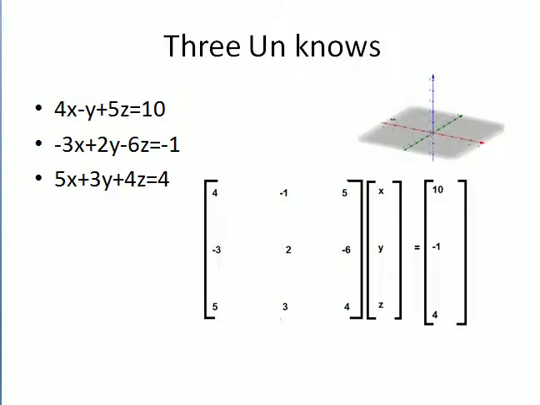Okay, so what if we have three unknowns and three equations? With three unknowns and three equations, you can imagine three dimensions like x, y, and z. Here I have written the three equations in the Ax is equal to b form, where the matrix capital A has 4 minus 1 5, minus 3 2 minus 6, 5 3 4, and the capital X vector has x, y, z, the unknowns, and the right hand side has 10, minus 1 and 4. So this is the equation.